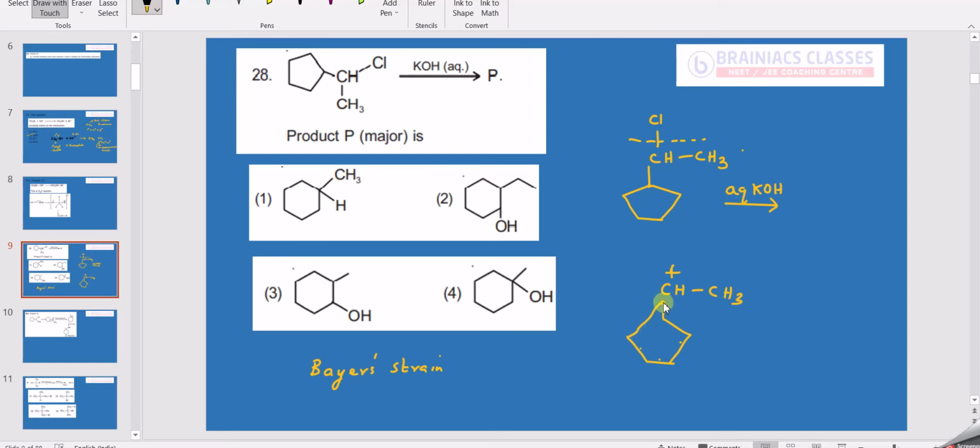So what will happen here, now you can see 1, 2, 3, 4, 5, 6. There are 6 carbon atoms now, so I can redraw it like this. This carbon atom has a plus charge and there is a CH3 group here. This phenomenon is called ring expansion. The easiest way to check is whether a positive charge is present, and if there is a ring nearby, a 5-membered ring will convert to a 6-membered ring. A 4-membered ring will get converted to a 5-membered ring.